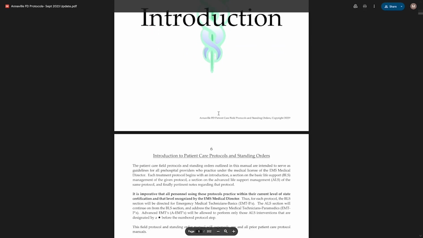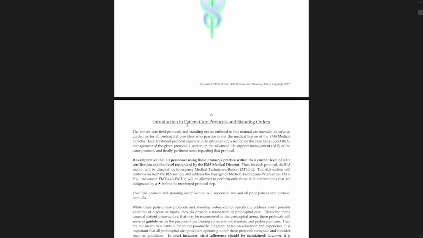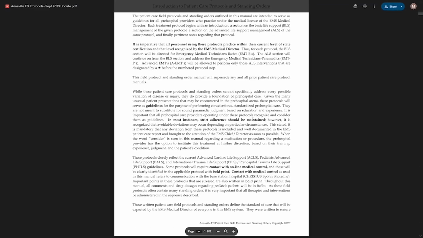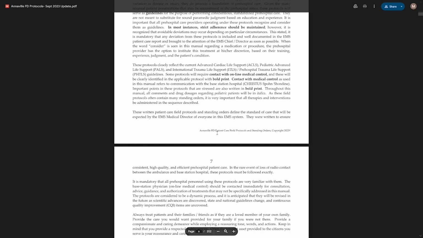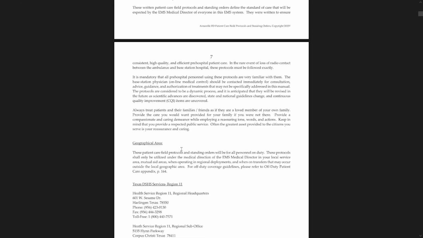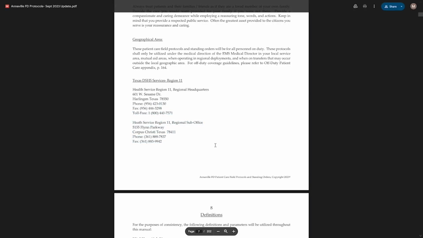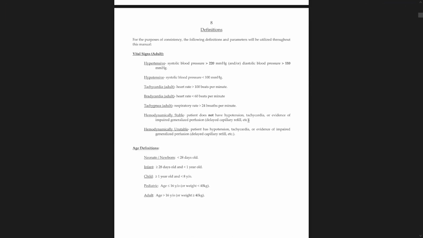And we have section 1, the introduction. So this introduces patient care protocols and standing orders. These are all very important. I will be skipping over this, but make sure you maintain these protocols. These are extremely important. These are things that you should know. But let's move over to the definitions.